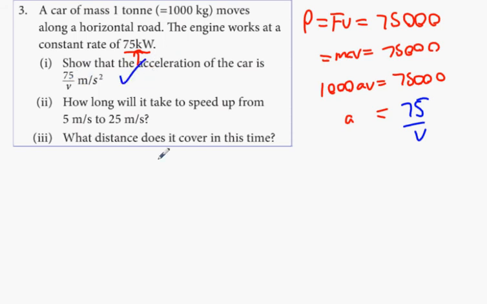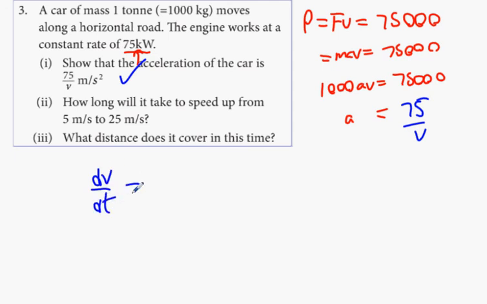Okay, that's done. How long will it take to speed up from 5 to 25? Now, how long? Is that referring to distance or time? That's time. Why is it not distance? That's the only leading question, really. The other one is how long can be distance or time? So I'd have an inkling it's time. It always gets me sometimes, how long.